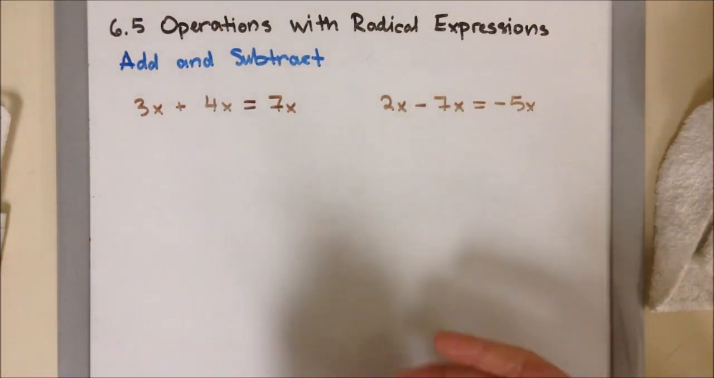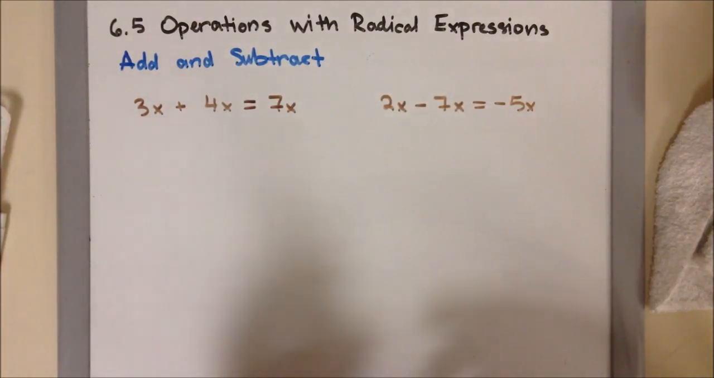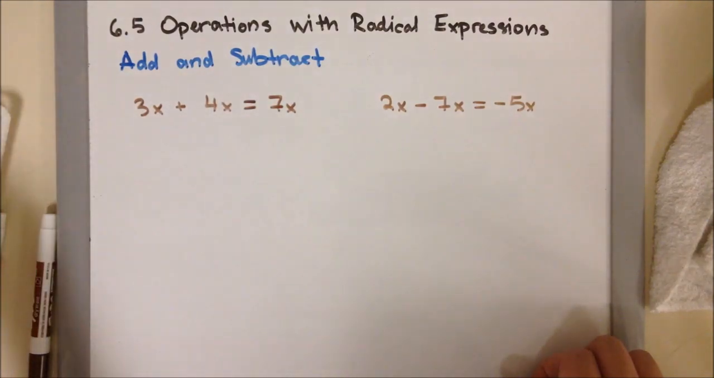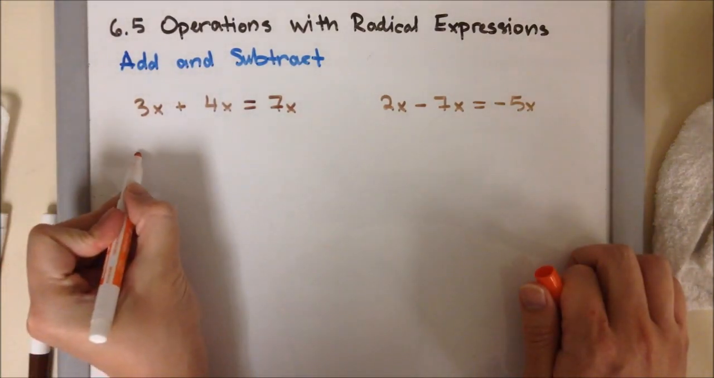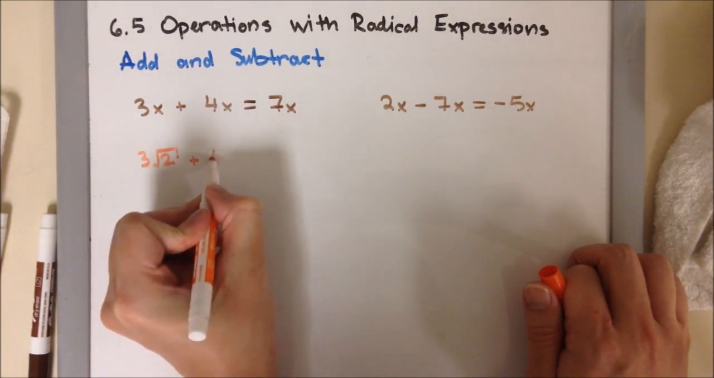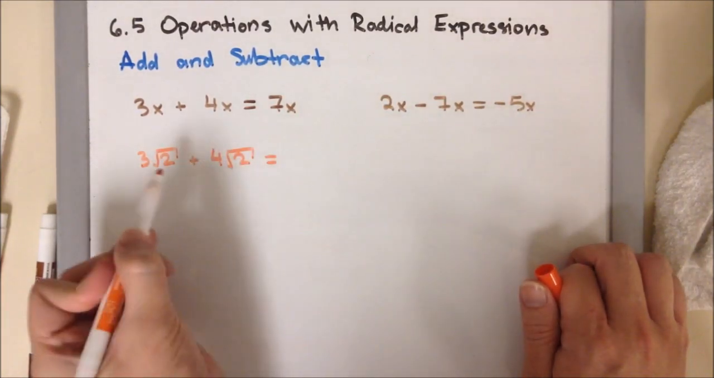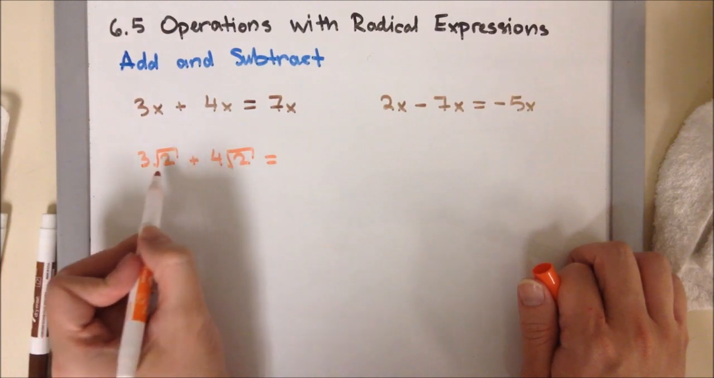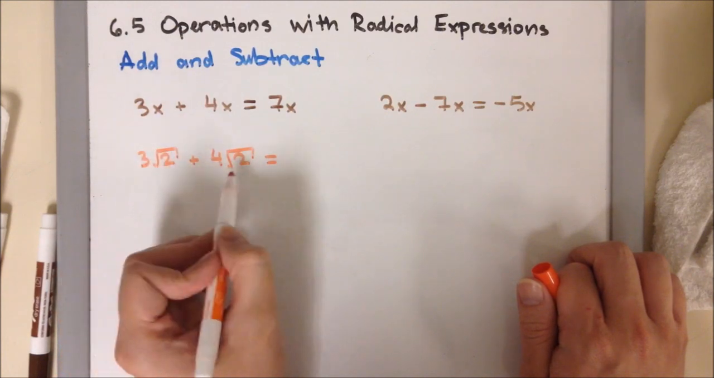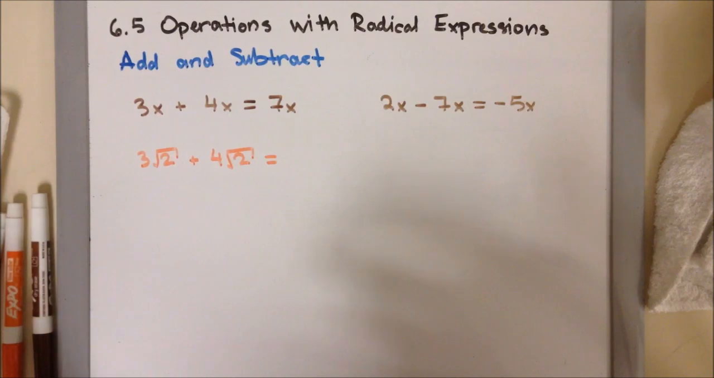Now the reason I'm doing this is to build the connection for adding and subtracting radical expressions. So, say instead of having 3x plus 4x, you had 3 square root of 2 plus 4 square root of 2. So basically, when we're working with radical expressions, when you have a radical with a coefficient like 3 square root of 2 and 4 square root of 2, the square root of 2 is kind of like a variable.